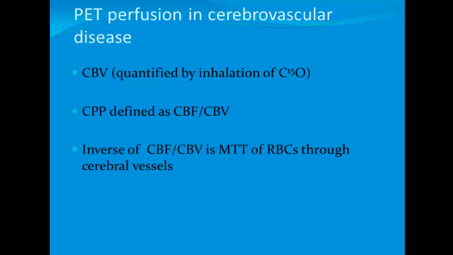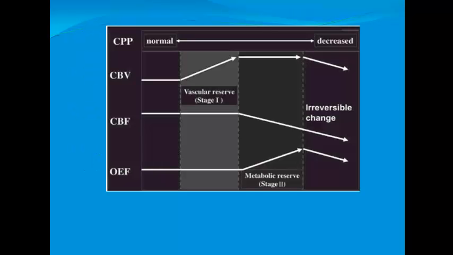And other parameters that we can derive from PET perfusion imaging are things such as the cerebral blood volume. We can also determine the cerebral perfusion pressure, which is the cerebral blood flow divided by the cerebral volume, and also its inverse, which is the mean transit time of RBCs through cerebral vessels. And this type of pathology has been demonstrated using PET in adults, but it also applies toward children. It applies even more so toward kids because they have more intact hemodynamic changes following stroke or insult to the brain, because their insults are perhaps less chronic than those of adults, frequently.